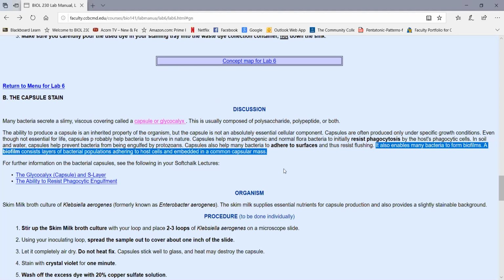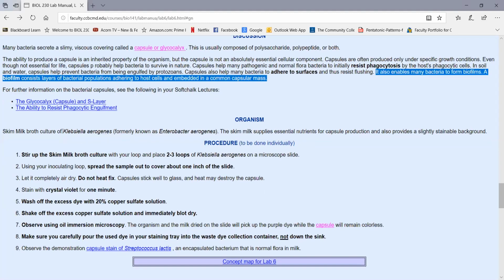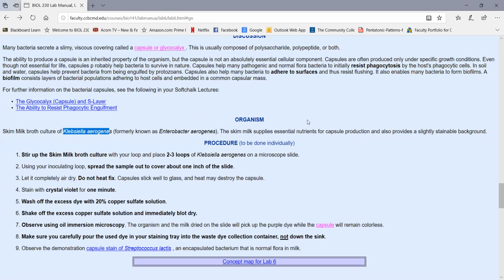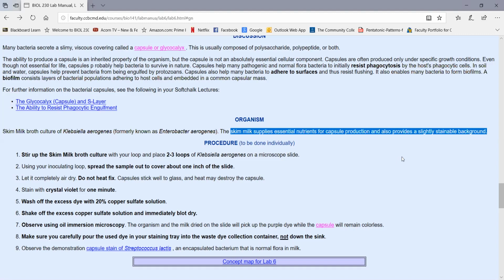Now, if you do the capsule stain, you're going to be making a capsule stain of Klebsiella aerogenes. We're growing it in skim milk broth. The skim milk provides nutrients for capsule production, but when the milk dries on the slide, the proteins in the milk pick up the stain to provide a slightly stainable background. So if you do this, this will be growing in a skim milk broth culture.